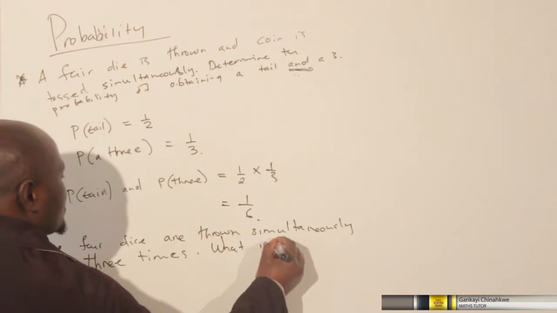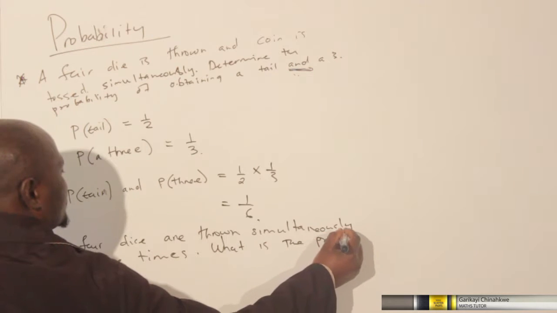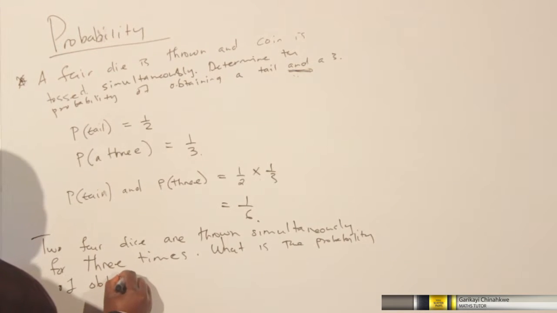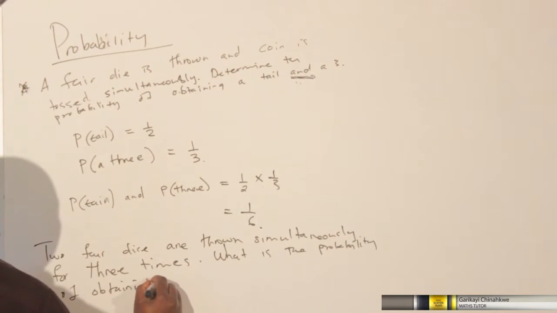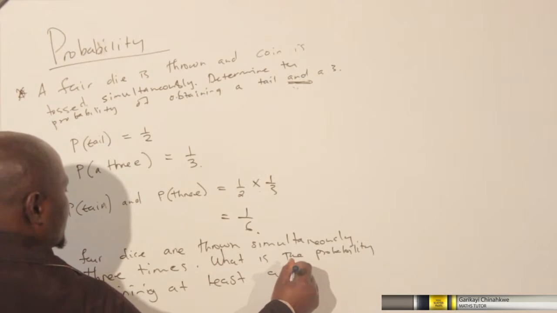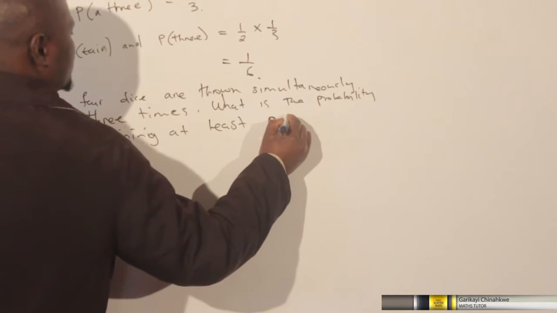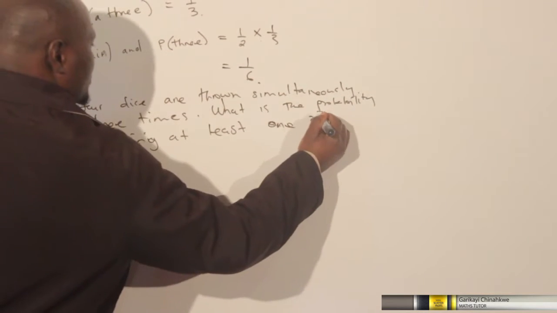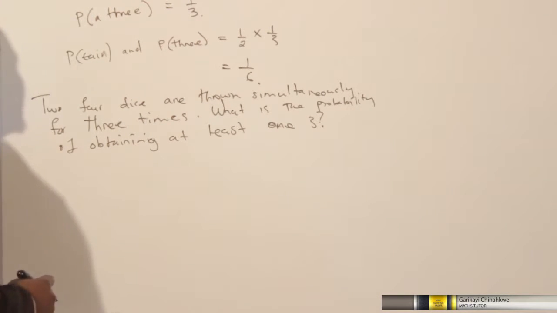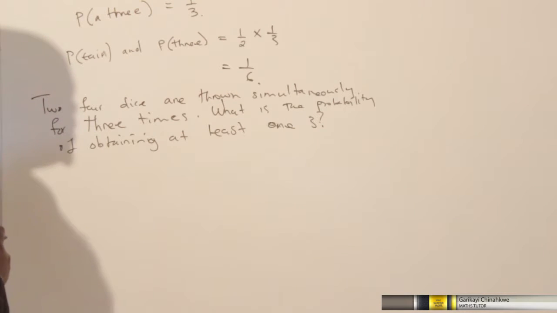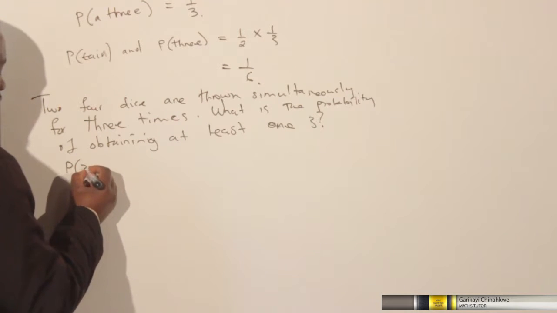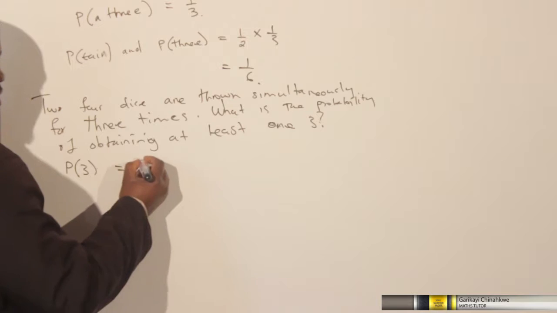What is the probability of obtaining at least a 3, or at least one 3? Okay, so this is the question. What you know is that the probability of obtaining a 3 on one die is 1 over 6.